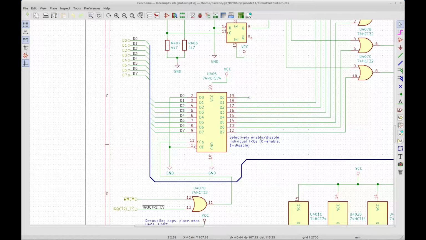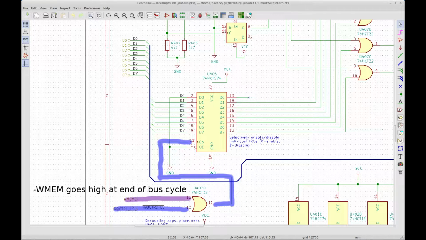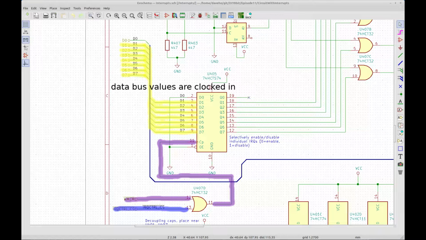When either the memory write signal or chip select signal becomes high again, which will occur at the end of the bus transaction that writes a byte to the register, a low to high transition on the OR gate's output will clock the data value on the data bus into the mask register.